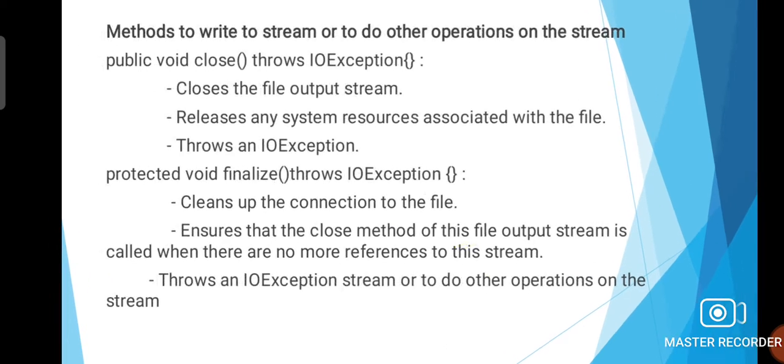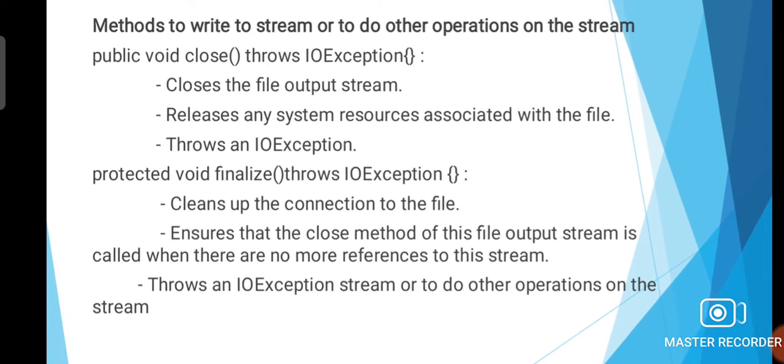So the output stream also has methods like the input stream. Here the close method is available, which closes the file output stream and releases the previously allotted resources associated with the file. It throws the input output exception.